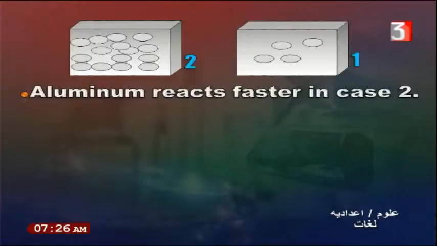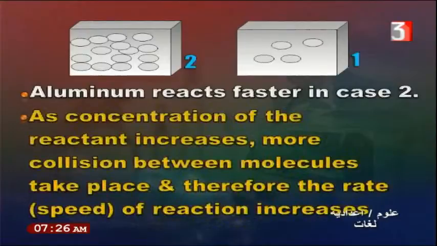Aluminium reacts faster in case 2. As concentration of reactant increases, oxygen concentration is more than in box 1. More collisions between molecules take place and therefore the rate or speed of reaction increases.